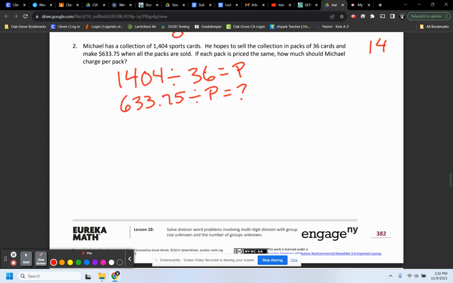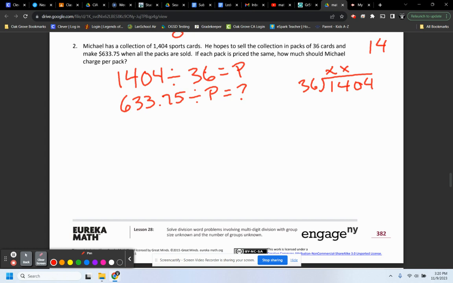Okay, so we now have to do this division, right? So we're going to start out over here with our 36, and we're going to figure out how many times it fits into 1,404. Okay, so 36 does not fit into 1, and it does not fit into 14. So we have to figure out how many times it fits into 140. Okay, so let's take a look at this. If we were to round this to 40, we would think it would fit about 3 times.